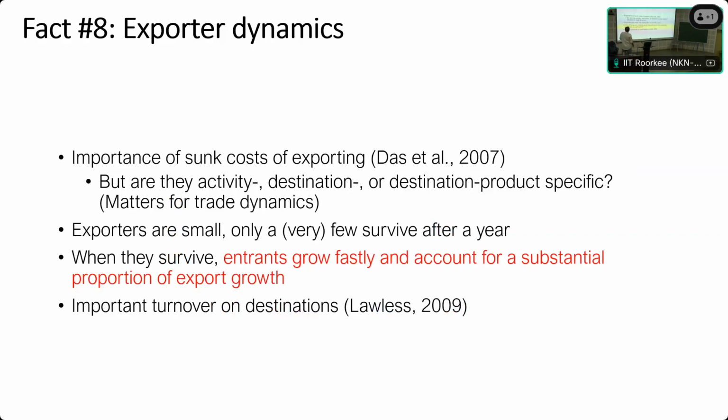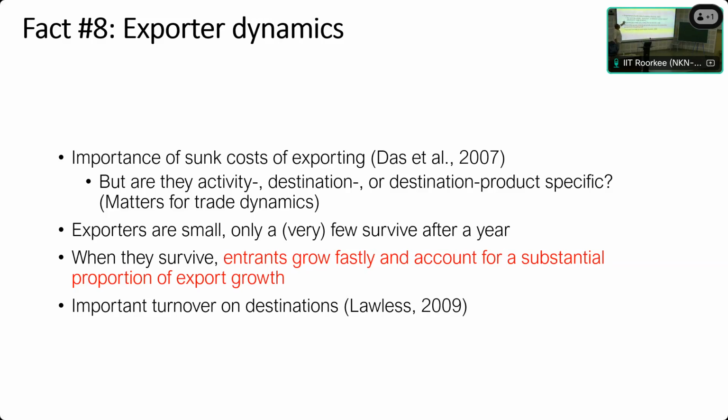Exporter dynamics: there is importance of sunk cost in exporting. But are they dependent on activity, destination, or destination-product specific? What I mean is, are they dependent on the type of production that I do? Is it different across, I don't know, producing shirts versus shoes? Is it different across sending to Belgium versus the UK? Or is it destination-product specific, sending a shirt to the UK versus sending a shirt to Belgium? What are the sunk costs? The sunk costs are very important.